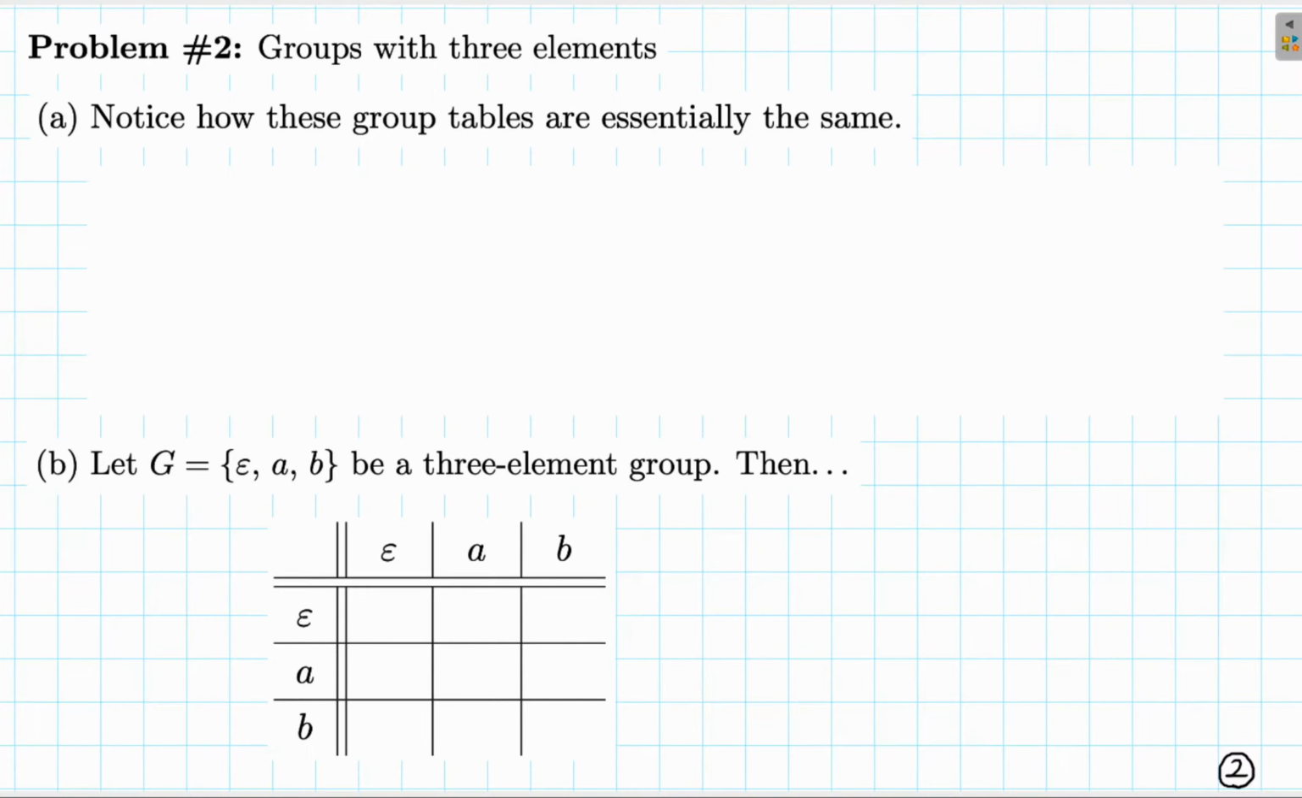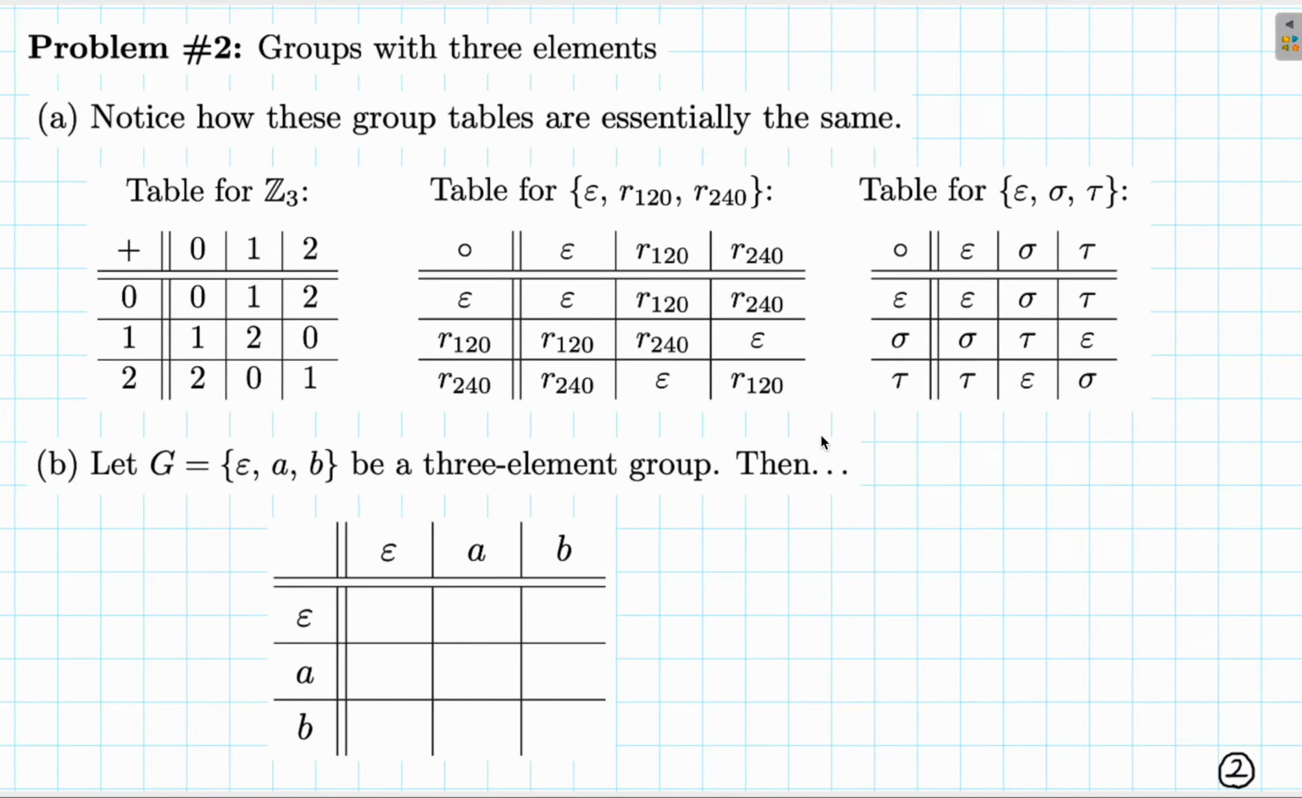Let's start with problem number 2, which dealt with groups containing 3 elements. Now you built the following group tables, and we notice that those group tables are essentially the same. So here they are, the table for Z3 under addition. Here's a table for 3 elements from the symmetries of an equilateral triangle, epsilon, R120, R240, operation is composition. And here's an example from the permutation, 3 elements once again.